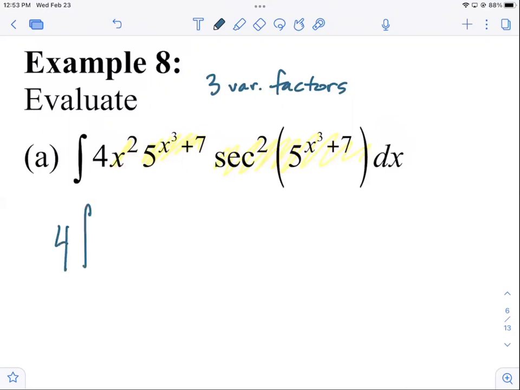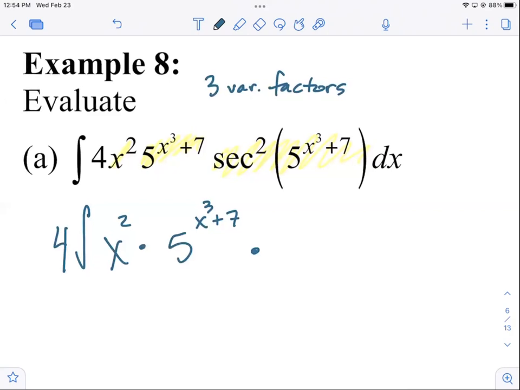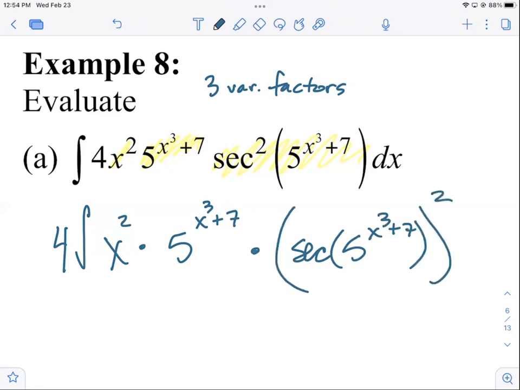Let's see. 4 out front. Boom. We got x squared times 5 to the x cubed plus 7 times. Now, secant squared is interesting because you can think of secant squared itself as the derivative of tangent. In other words, secant squared is its own antiderivative, but you can also say that it is inside the blob squared function. So however you want to handle it. So if you did get in the habit of writing everything that's in condensed trig form into expanded trig form, that's what you would write it as.